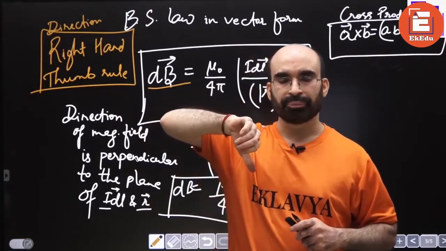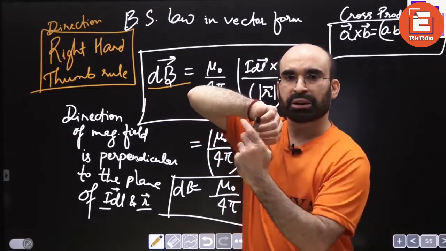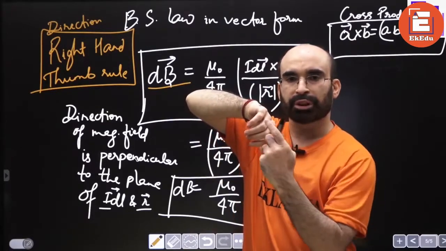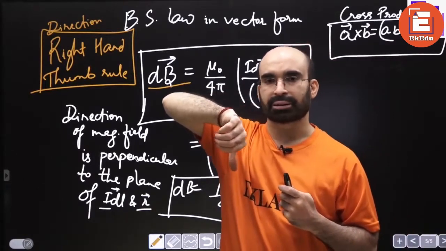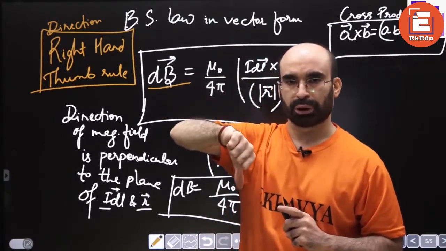If you reverse it, it is like this. Curl of the finger is clockwise, and curl of the finger represents the direction of current. If you are taking that as the direction of current, then the thumb will show downward.